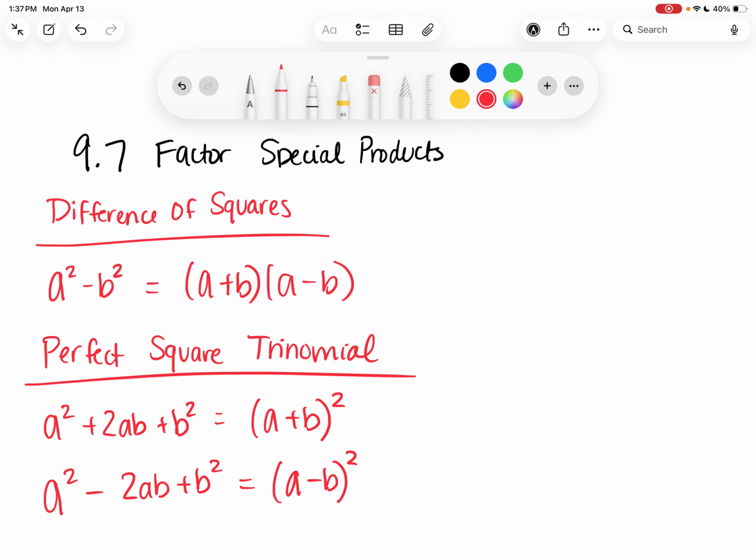So if the middle term is negative, then the sign over here is negative. If the middle term is positive, then the sign over here is positive.